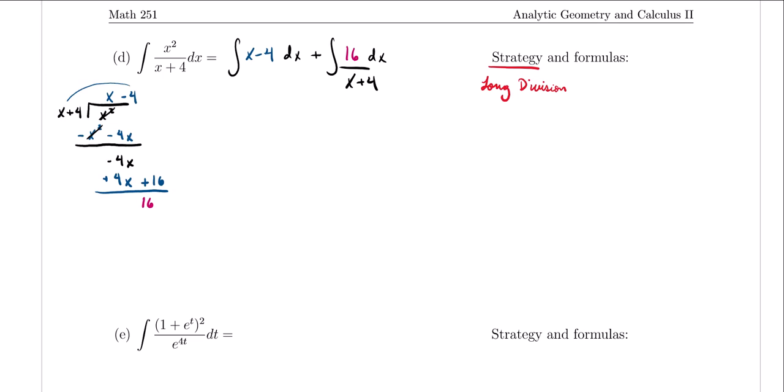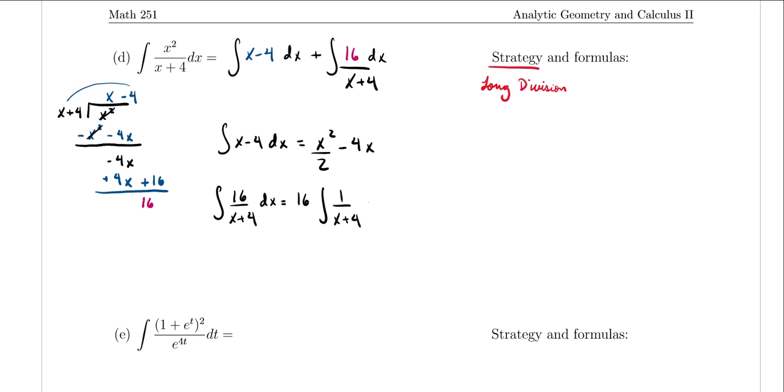Alright, if I want to focus on the first integral, what is the integral of x minus 4 with respect to x? That's going to give us x squared over 2 minus 4x. I'll add the constant later once we're done with the other integral. So what about the integral of 16 over x plus 4? For this one, we can take out the 16, and we're left with 1 over x plus 4. At this point, we can use a u substitution.